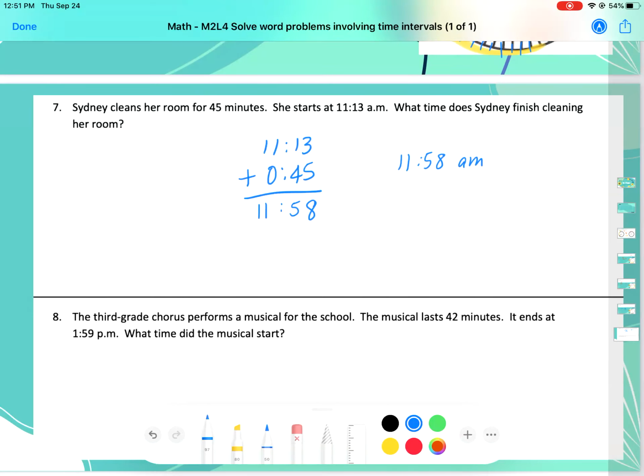Last question. The 3rd grade chorus performs a musical for the school. The musical lasts 42 minutes. It ends at 1:59. What time did the musical start? So now we're going to go backward, starting from 1:59. I'm going to subtract my 42 minutes, and it will give me 1 hour and 17 minutes. So that's when the 3rd grade chorus started. And don't forget to put your unit.